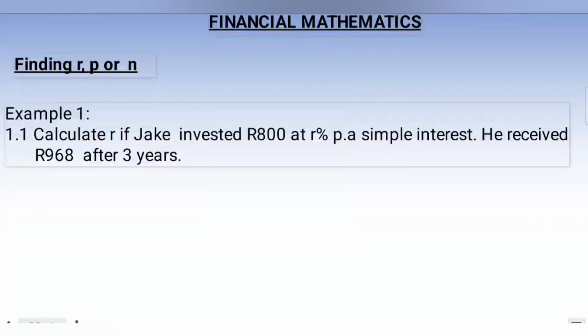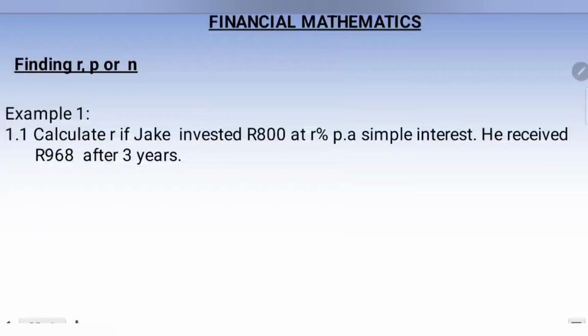Example number 1. Calculate R if Jake invested 800 Rand at R percent per annum simple interest. He received 968 Rand after 3 years. You have to find here the value of R, that is the interest rate. R or I, both are the same. R is in percentage form, I is its decimal form, isn't it? So we are going to find R.